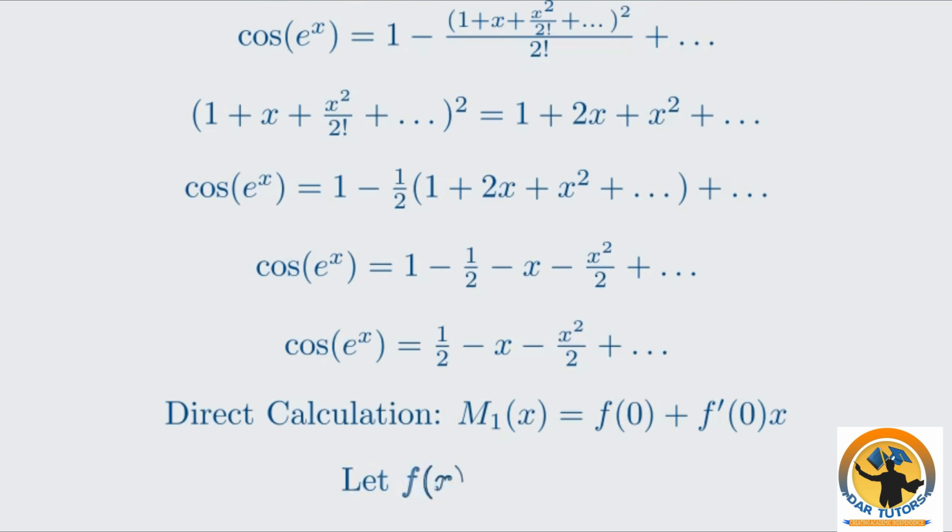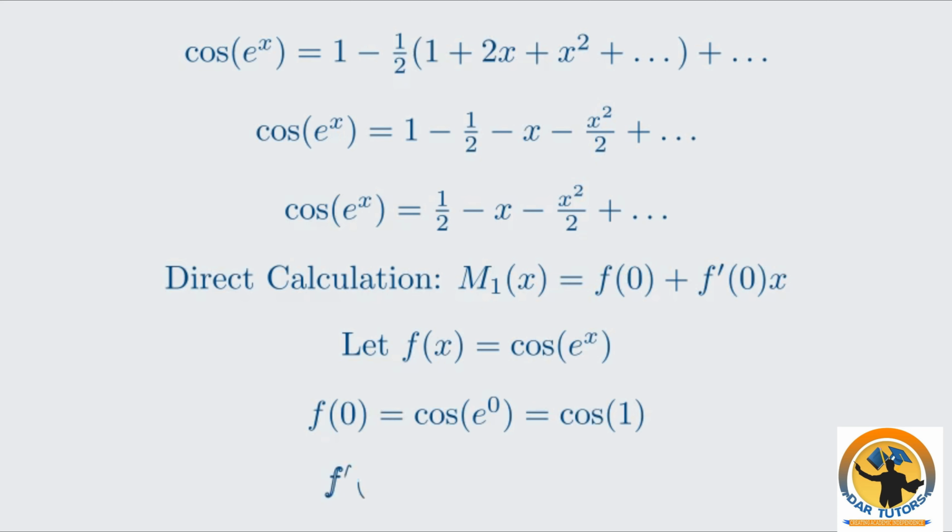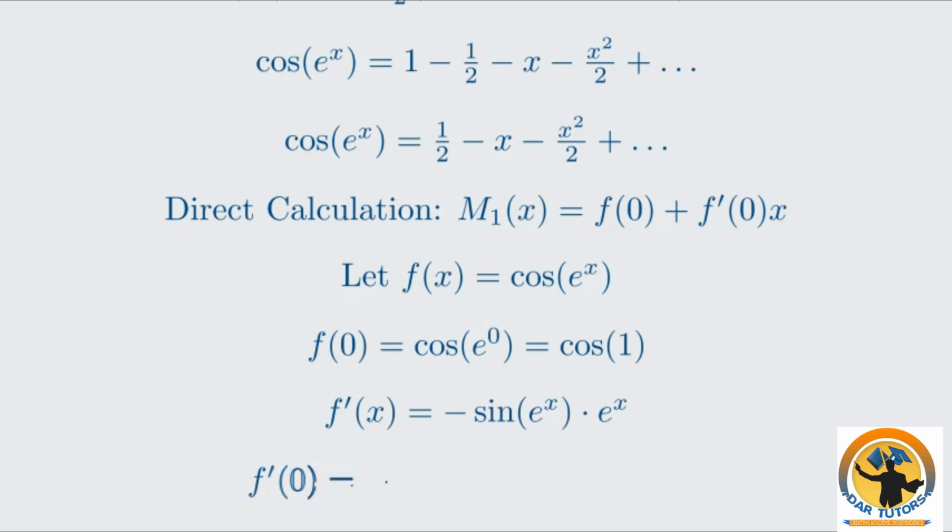Let f of x be cos of e to the x. First, we find f of 0. This is cos of e to the 0, which is cos of 1. Next, we find the derivative, f prime of x. Using the chain rule, this is negative sin of e to the x times e to the x. Evaluating at x equals 0, we get negative sin of 1 times 1, which is negative sin of 1.